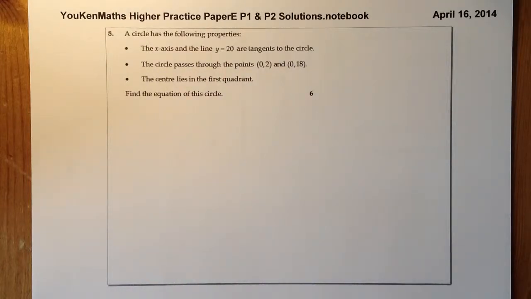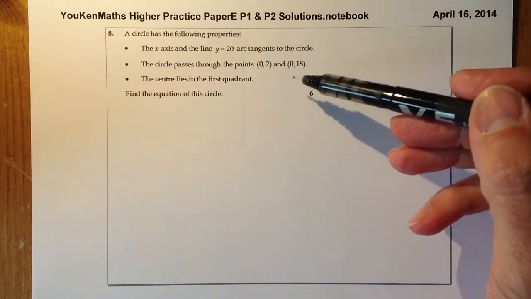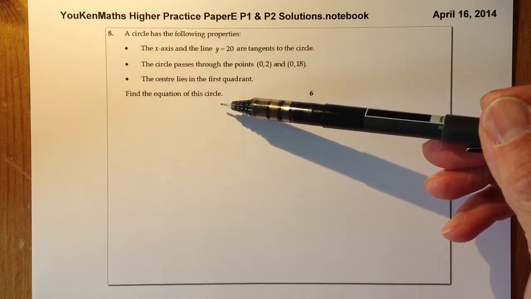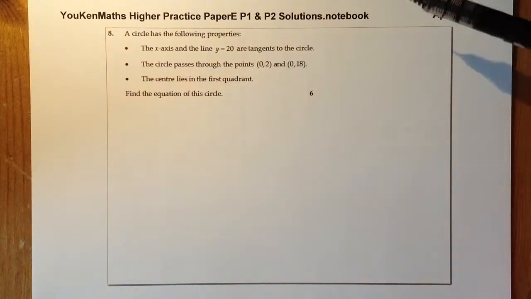This is Higher Maths, practice paper E. We're looking at question 8 in the calculator paper. A circle has the following properties, and I've got three clues as to this circle, and I have to find the equation of the circle. So let's look at the clues.